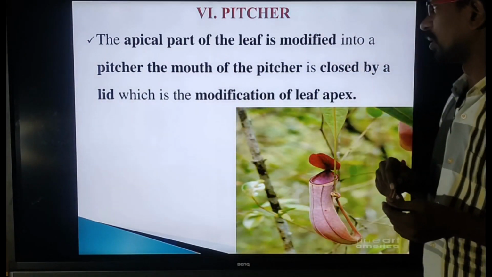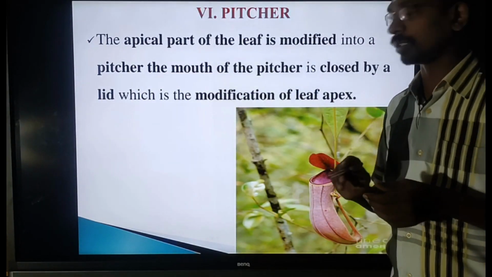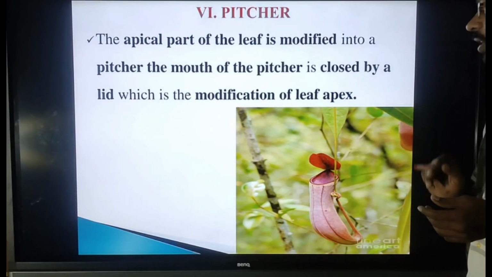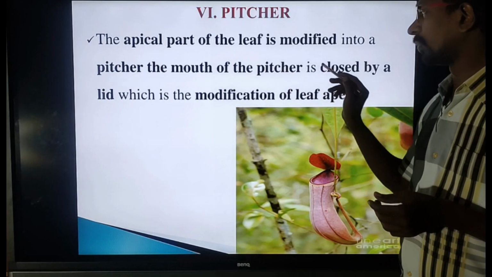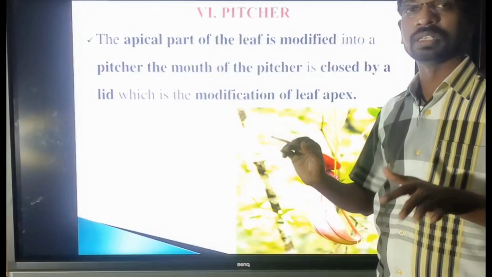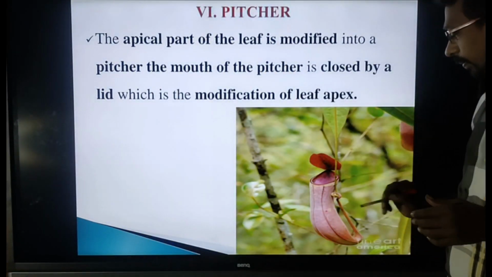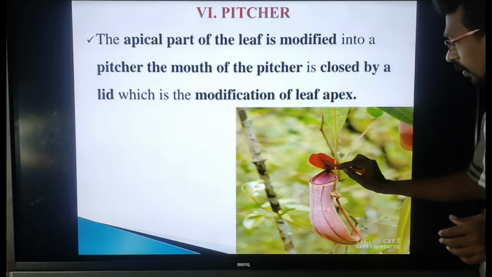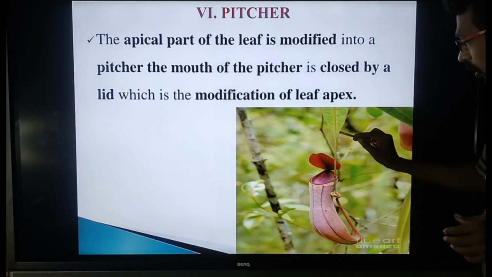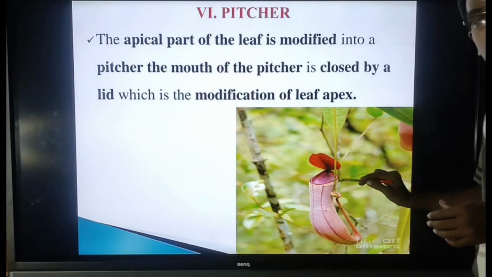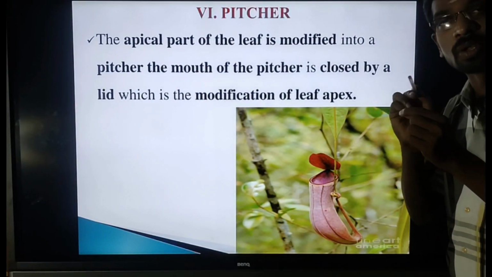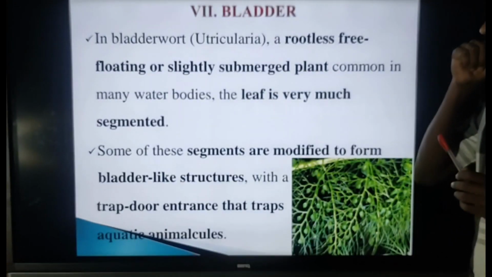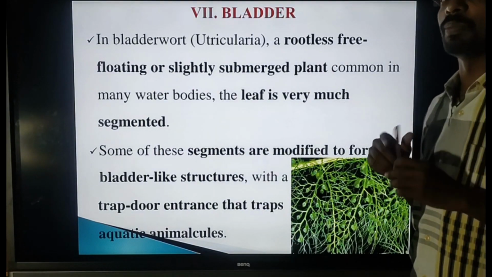The apical part of the leaf is modified into a pitcher. So only the apical part will modify into a pitcher. So this region is the apical part, and the mouth of the pitcher is closed by a lip. So it is a modification of the leaf tip. In the midrib, it will continue and form the coiled tendril-like structure. That's all about the pitcher.